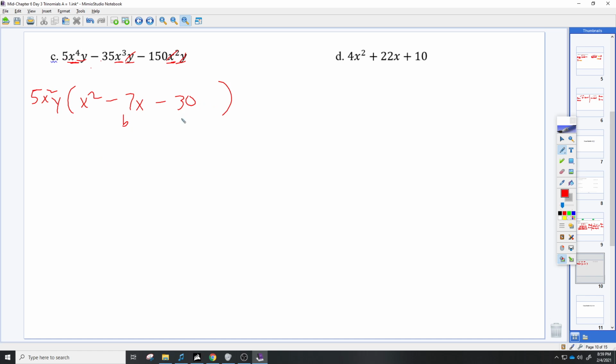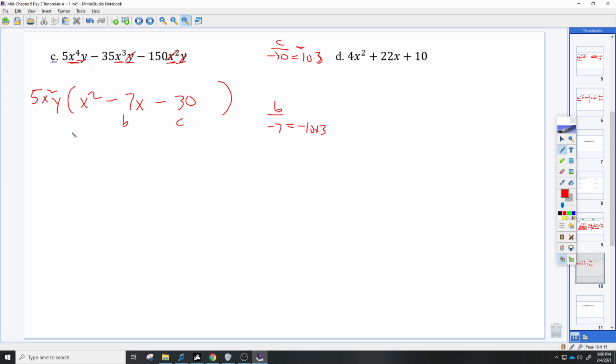So now we're looking at b and c here. Negative 30 is c. B is negative 7. So we're multiplying to get negative 30. Seems like maybe 10 and 3 would work. And we'll make the 10 negative. So over here we have negative 10 plus 3. That should give you negative 7.